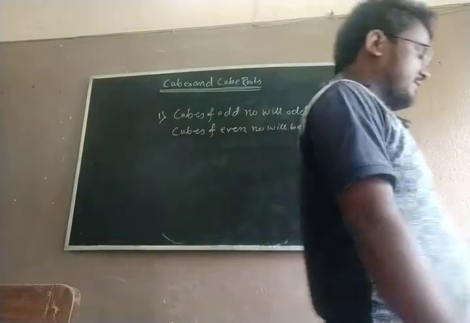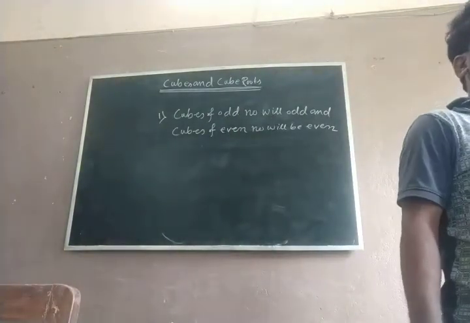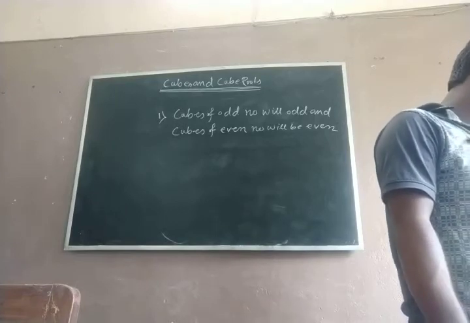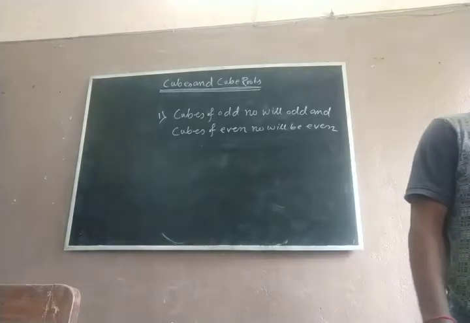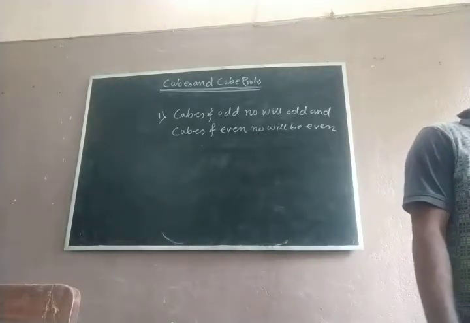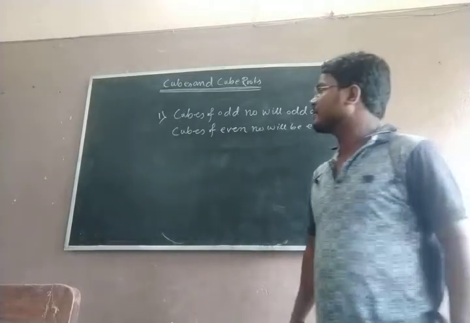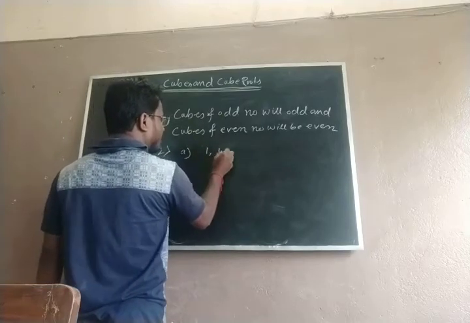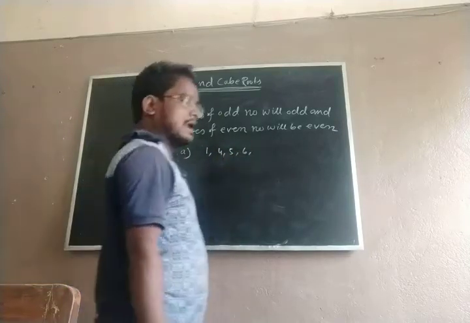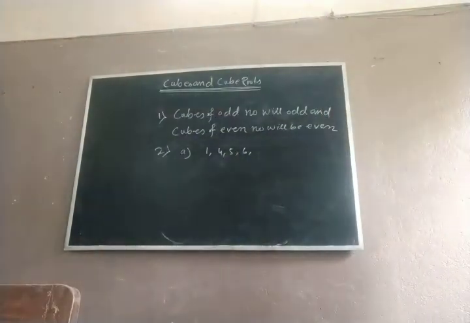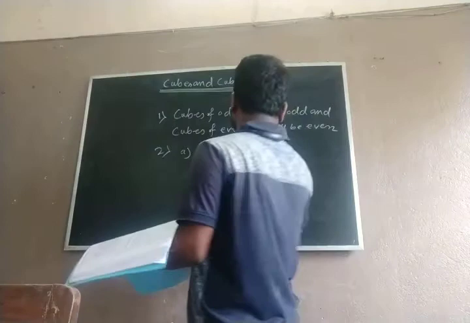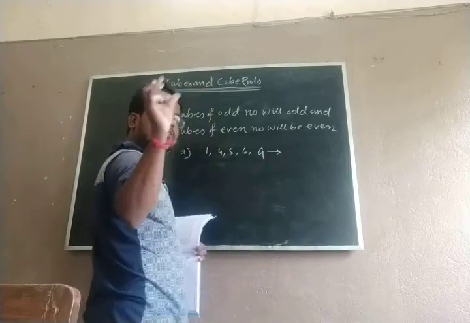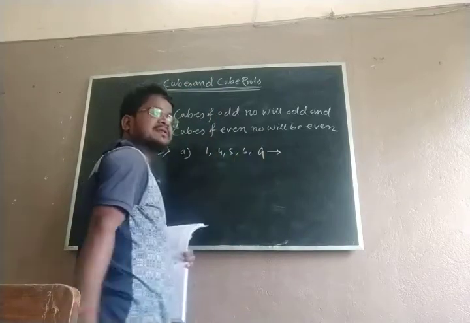Second property. If a number has 1, 4, 5, 6 or 9 in the unit place, then its cube also ends with the same digit: 1, 4, 5, 6 or 9. Property number 2: if a number has 1, 4, 5, 6 or 9 in the unit place, then its cube will contain the same digit.